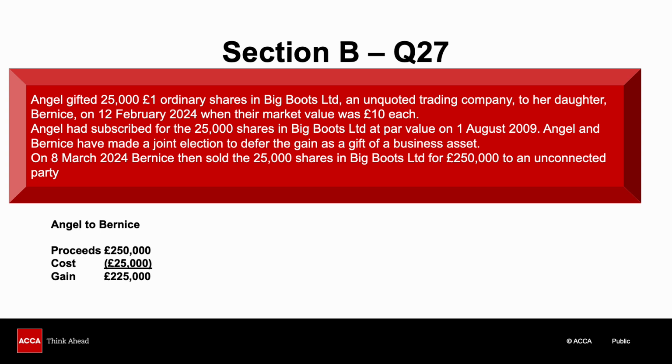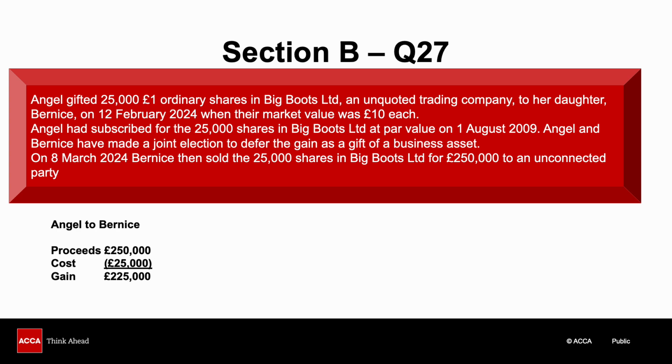So the first thing that's happening in this is that Angel gives the shares to Bernice. In that case, what we're doing there is saying, well, what is the market value? So even though they've been gifted, we don't put a zero in for the proceeds. We work out what the market value is at that date. So on 12th of February 2024, they were worth £10 each. There were 25,000 of them. Proceeds are £250,000. So that's the market value we're using in place of the proceeds.